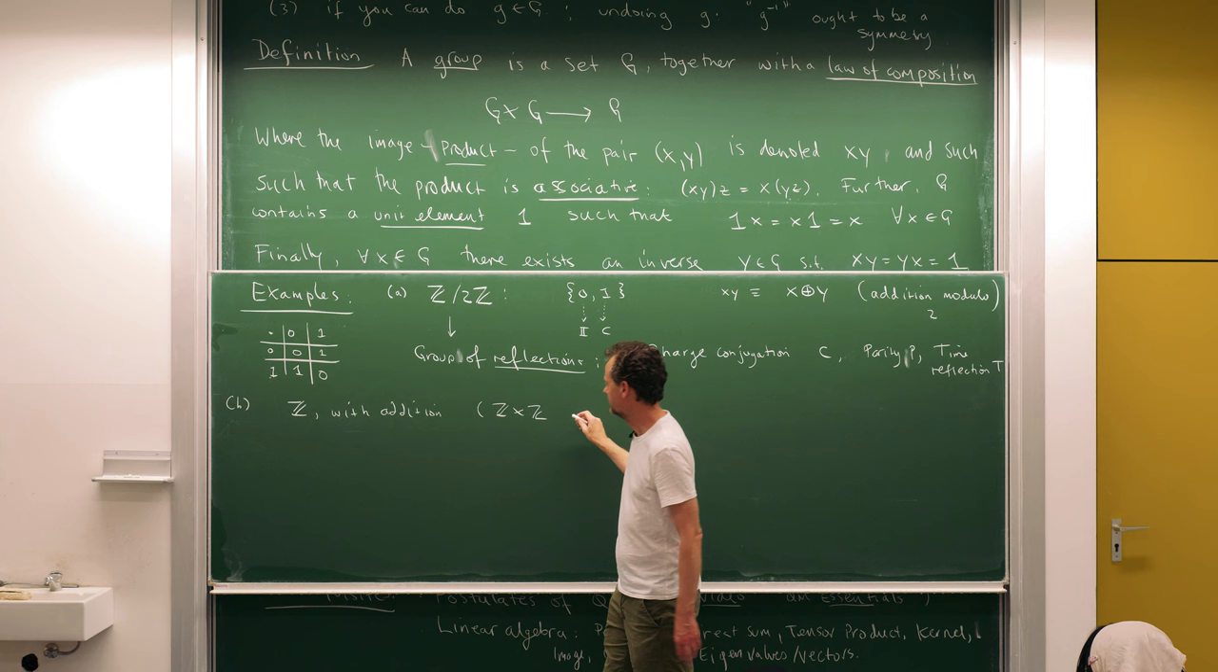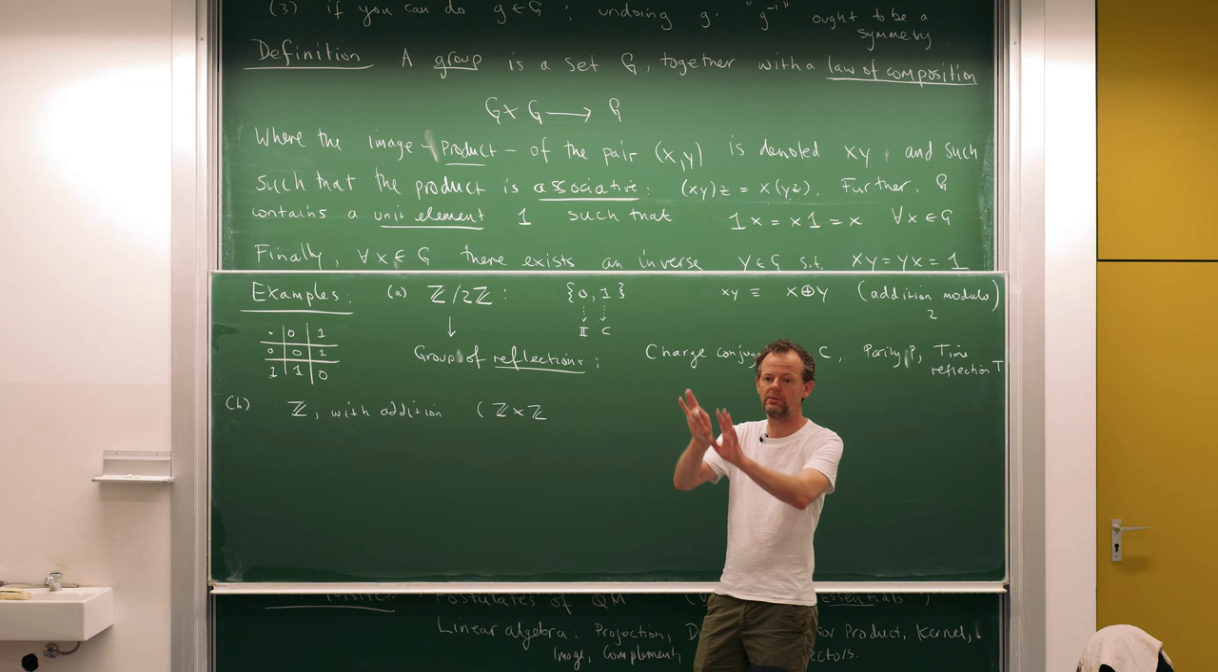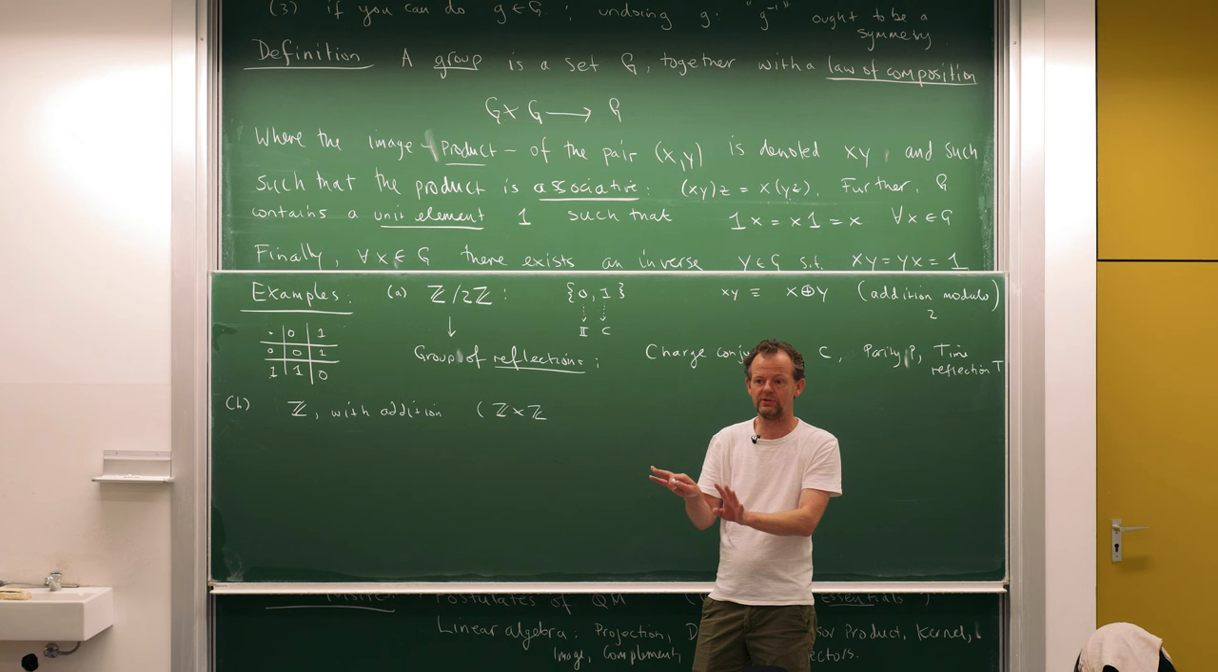If you have a two-dimensional lattice system, a regular grid, I can move up, I can move to the right, I can undo those moves, I can compose those moves, and there is a do-nothing move, right?